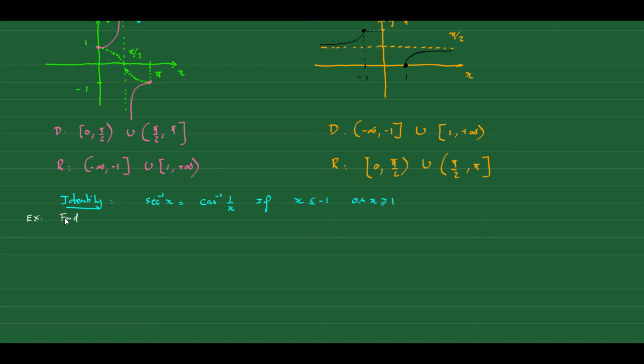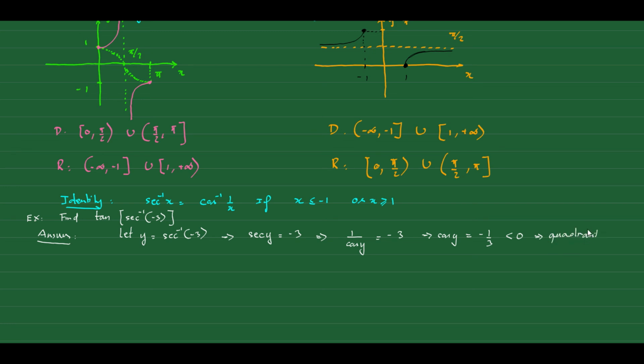Example: find tangent of inverse secant of -3. So again, it's the same concept as in section 5.1. We're going to let y equal secant inverse of -3. Then from here, I can write secant of y equals -3, and secant is 1 over cosine, so cosine of y will be equal to -1/3, which is less than 0. And cosine is negative, so this will be quadrant 2 and 3.